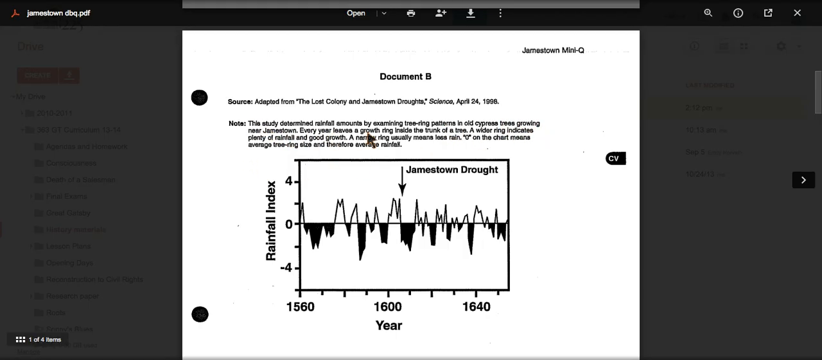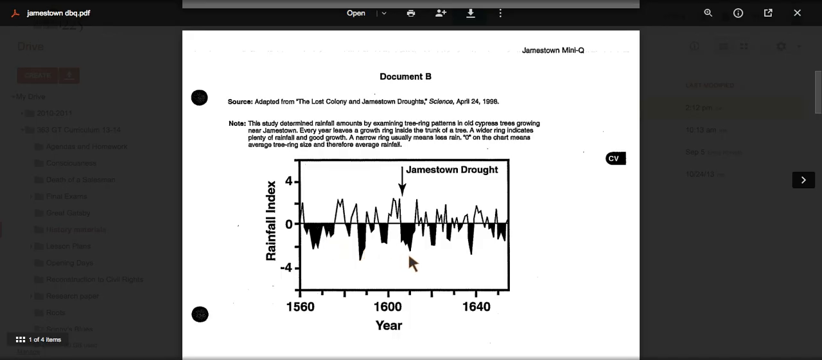Every year leaves a growth ring inside the trunk of a tree. A wider ring indicates plenty of rainfall and good growth. That would be these white marks along the graph. A narrow ring usually means less rain. 0 on the chart means average tree ring size and therefore average rainfall. So anything above 0 is good rainfall, good growth. 0 is average, and anything below 0 is negative, meaning there wasn't a lot of rain.